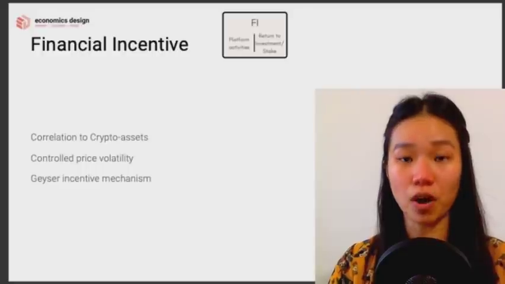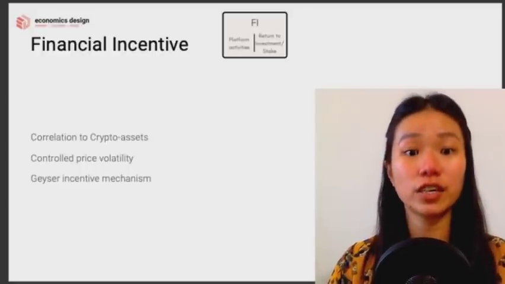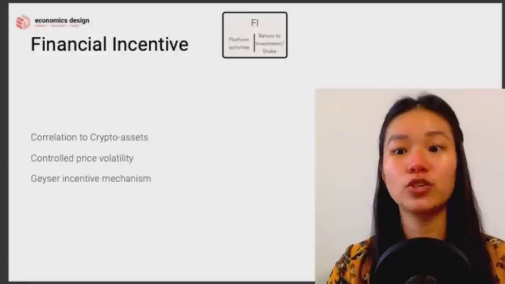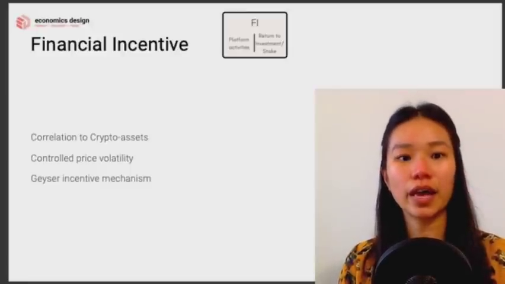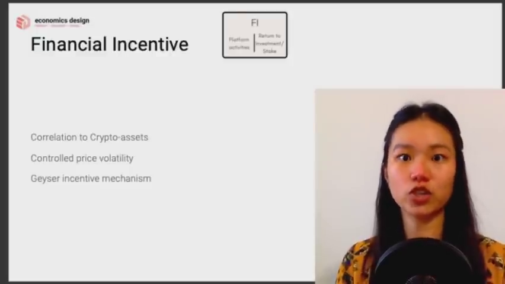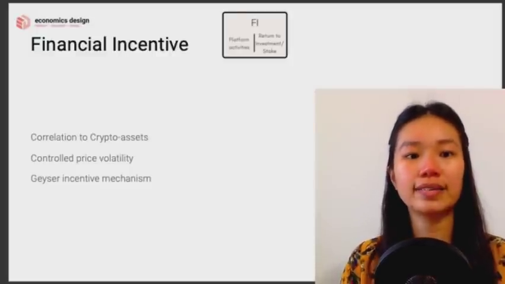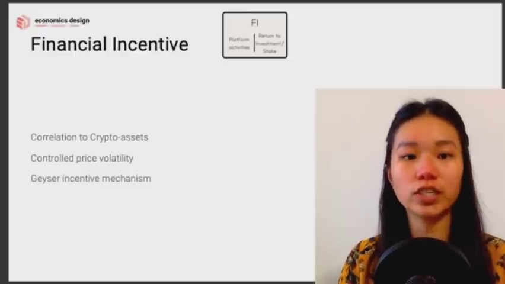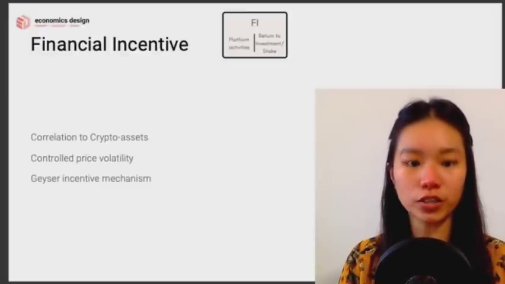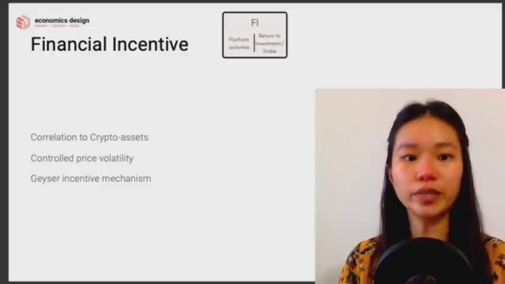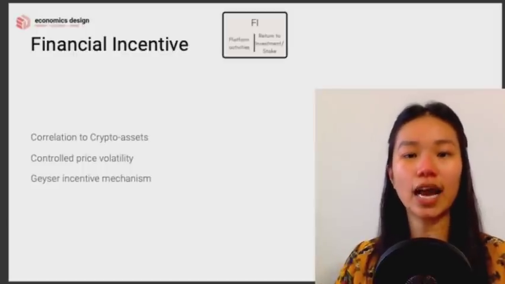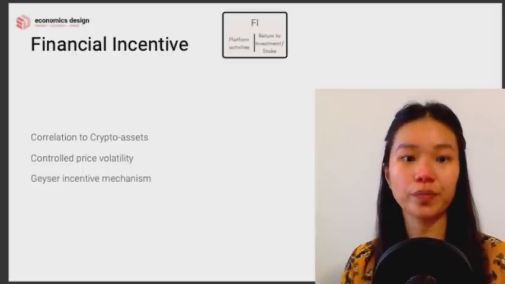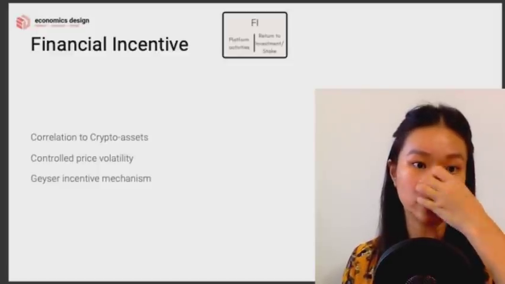And the next box is financial incentives. In financial incentives, we have platform activities and return to investment, or return to stake. The financial incentive in Ampleforth, which is the financial utility that I talked about just now, is that it has low correlation to crypto assets. They've done an audit on that. I will give you the link if you want, to look at the correlation between increases and decreases in the prices of BTC and ETH and how they affect the price of Ampleforth. And there is very, very low correlation.